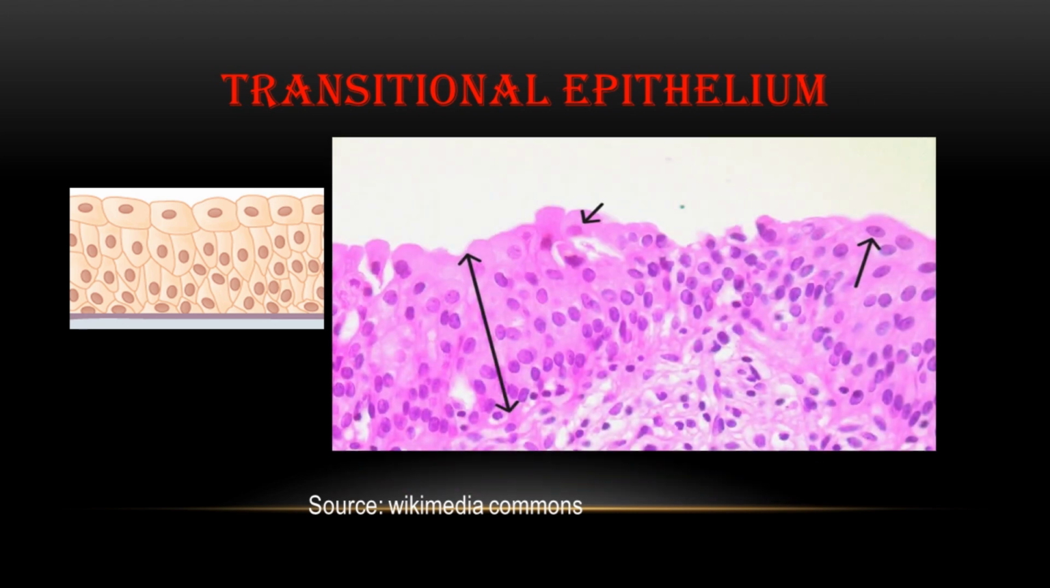Here is the histological section. You can see the extent of the epithelium through this double arrow. It is multi-layered, 4 to 5 layers, and the arrow pointing to the nucleus shows the shape of cells in the upper layers. They are umbrella or dome shaped. This epithelium is special and it is impermeable to salts and water and also the toxins in urine.